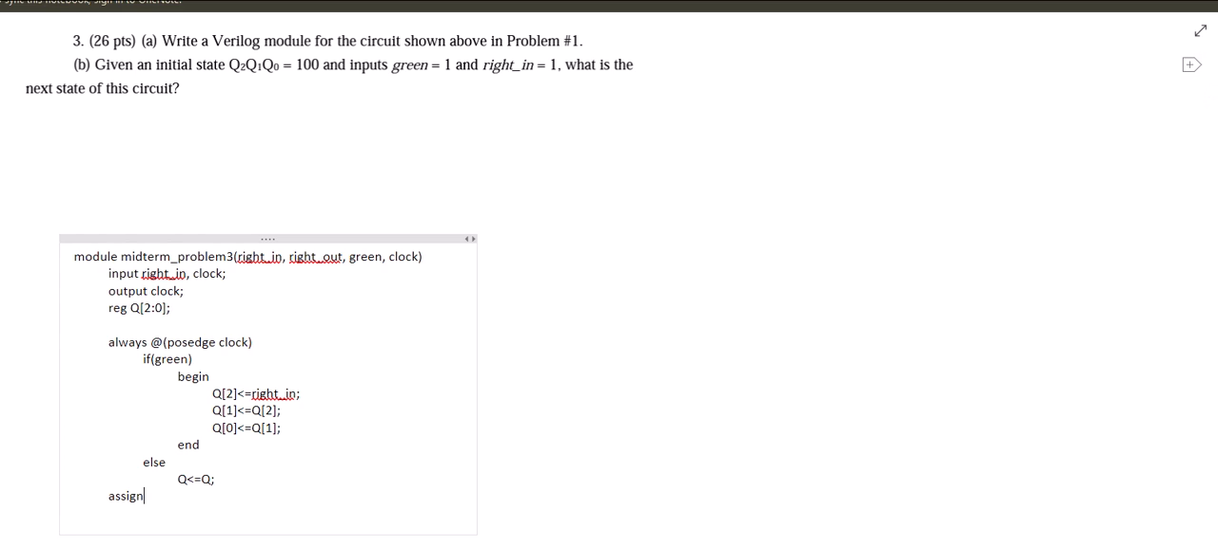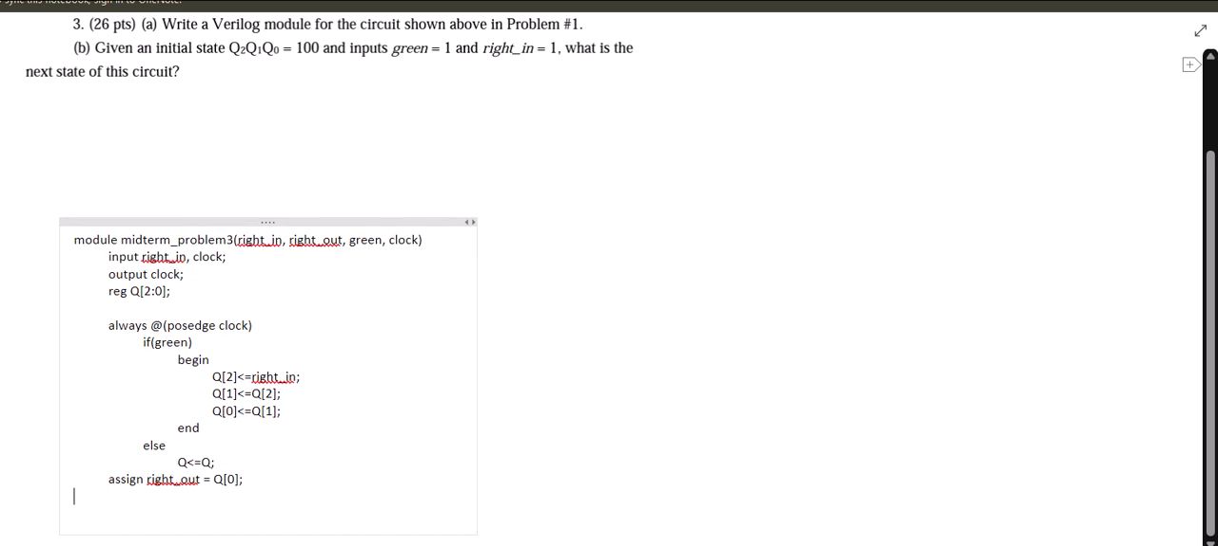Then we're going to use the assign statement. The assign statement assigns this value all the time, unlike the always block, which only does it at the positive edge of the clock. This is a continuous assign statement, and it's going to make write out equal to Q0. So anytime Q0 changes, write out will become equal to Q0. And then after that, we just end our module with end module, and we are done with that one.